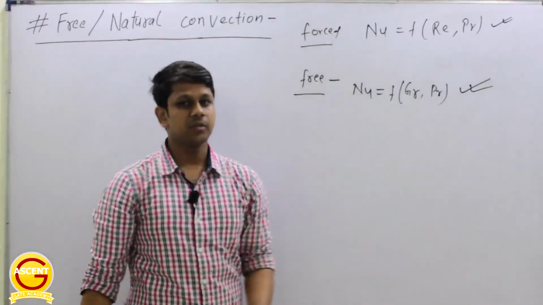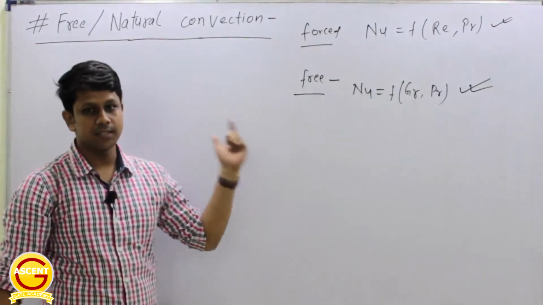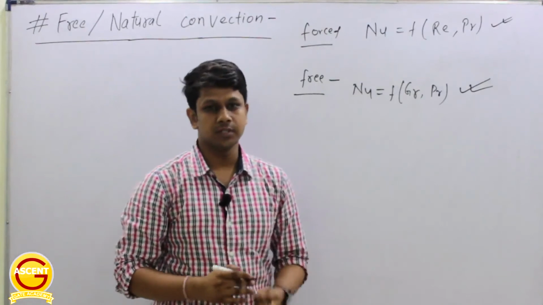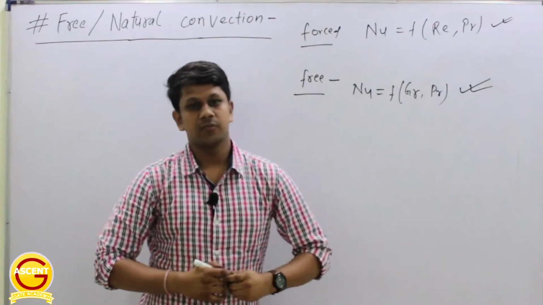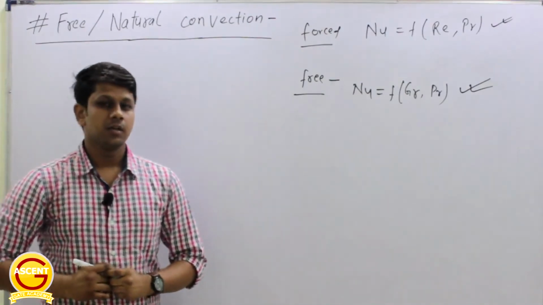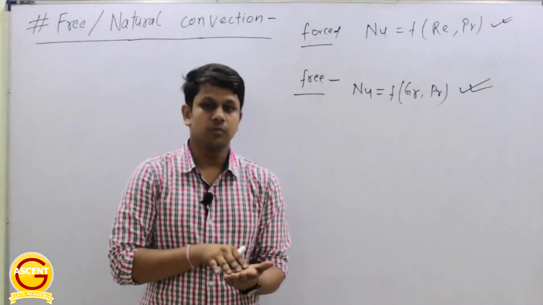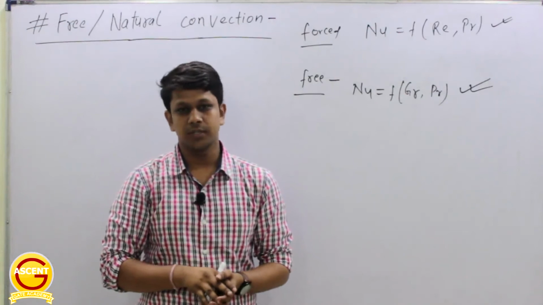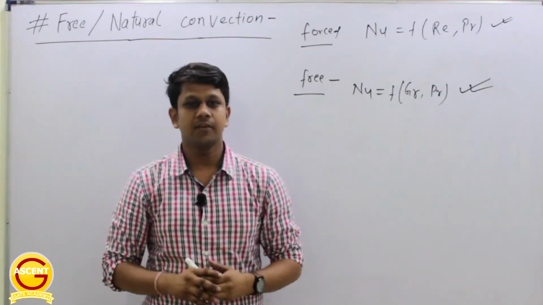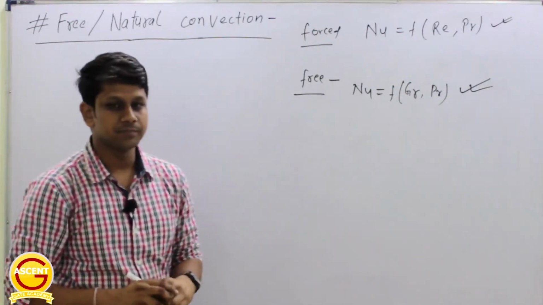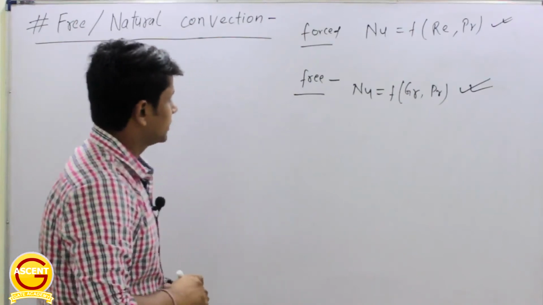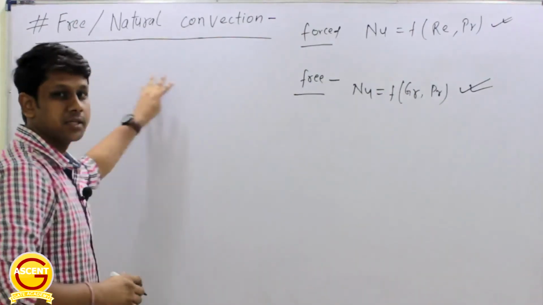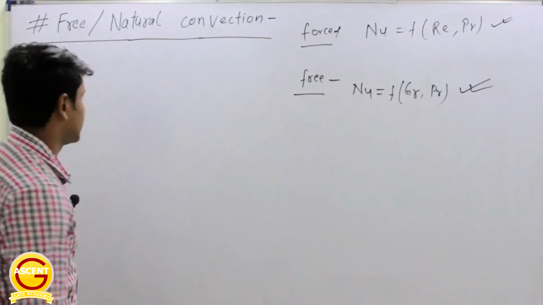See, from an examination point of view, free convection is less important. So till now they have asked questions from forced convection itself. All the Nusselt number formulas that we have discussed, all those cases of flow over a flat plate or flow through pipes, were for forced convection itself. But we will just have an overview of free convection. In the first class we have already discussed that free convection occurs due to density difference.